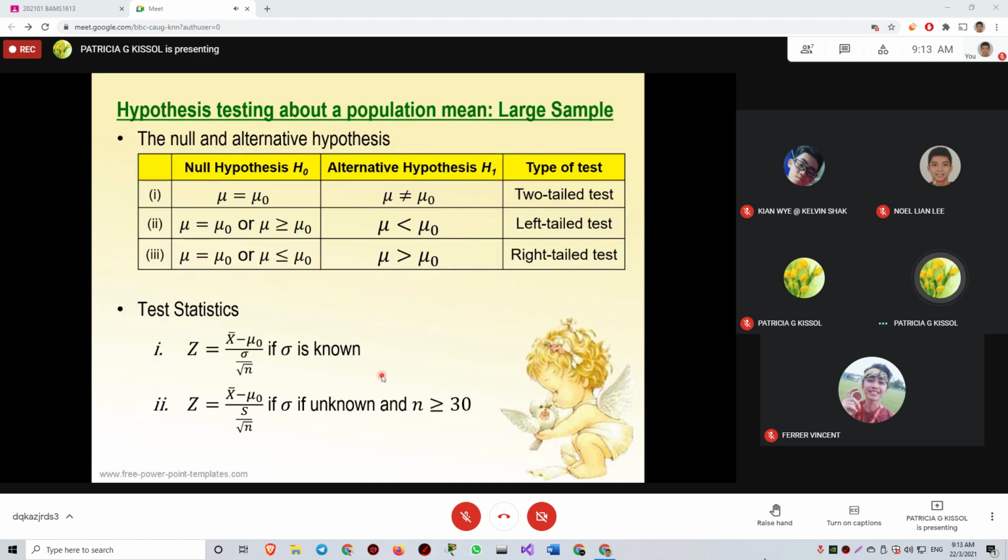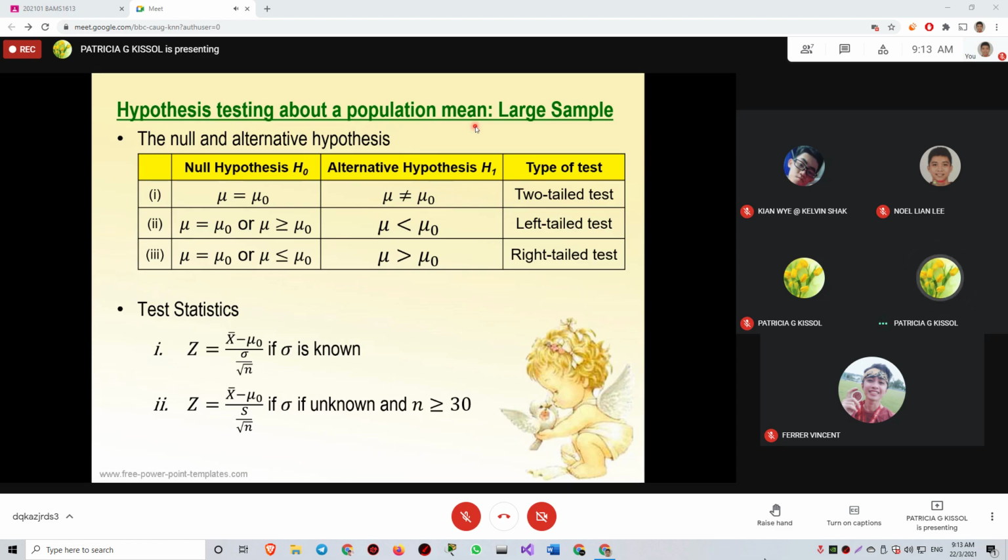So now we go on to the hypothesis testing about a population mean for large sample. Now remember, I hope you do remember that when we do hypothesis testing, there are only two types we're going to learn. One is the population mean, which we're going to do now. You can see it's population mean. The other one is population proportion, that I will touch upon later. But first, focus on population mean.